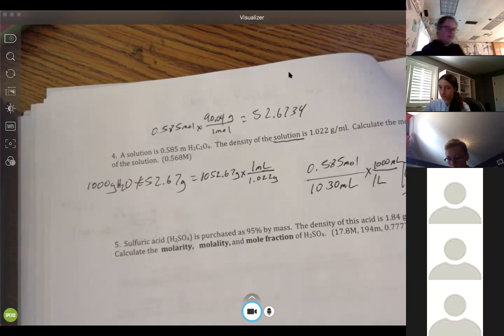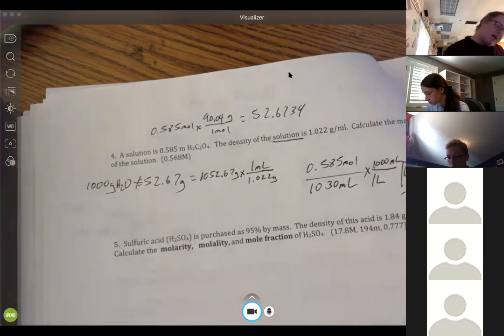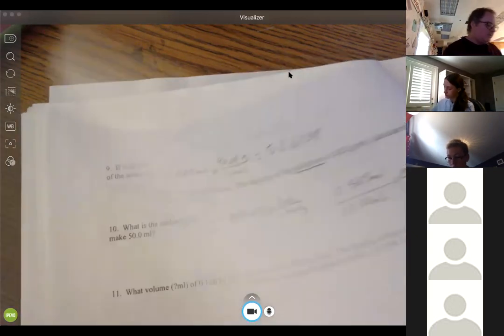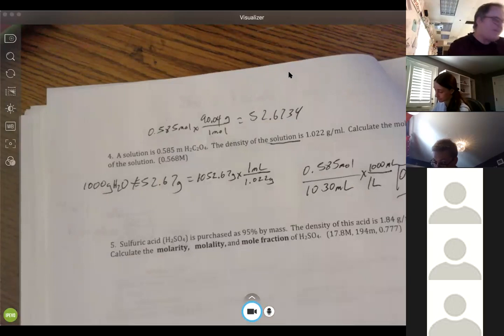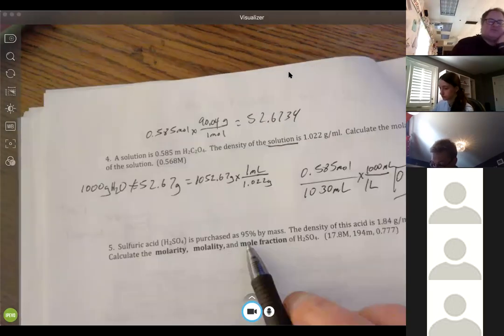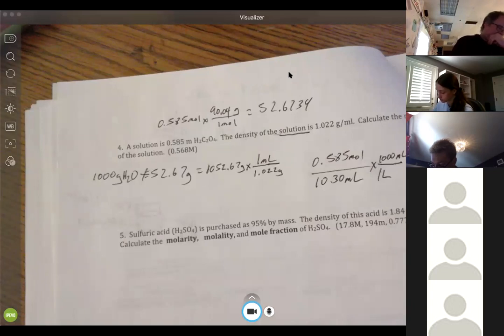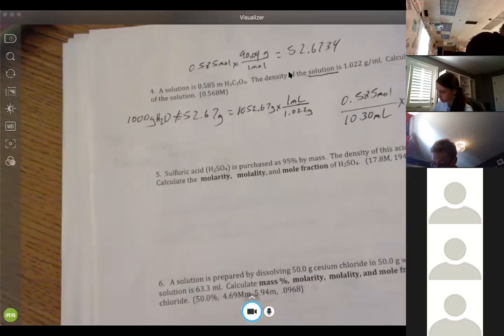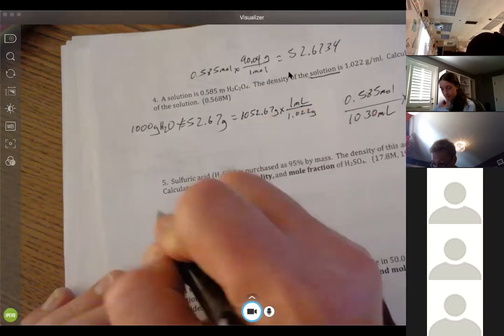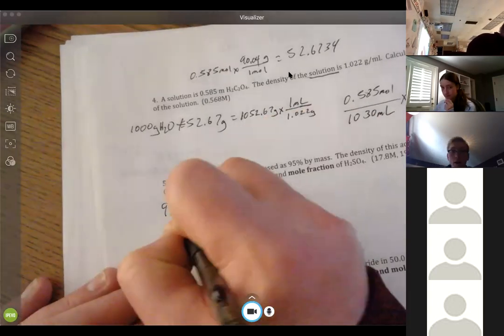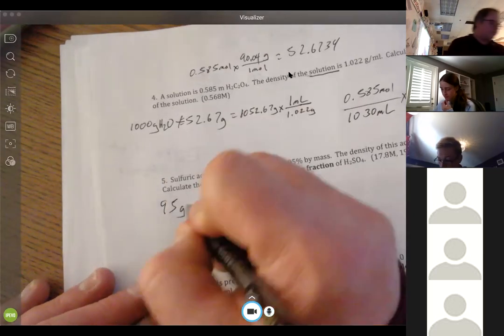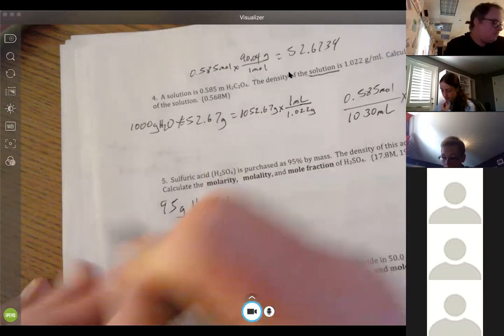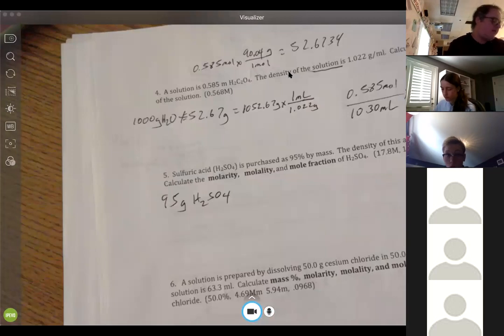I'll start the next one for you, and then I'll let you guys go off on your own for it. The reason why I want to start it is because it gives us the first time that we are given percent by mass. Can anybody tell me what this 95% by mass means? That means we have how many grams of what? You have 95 grams of sulfuric acid in 100 grams of solution. Yep, so if I have 95 grams of sulfuric acid and 100 grams of solution, how many grams of water do I have? 5 grams of water.